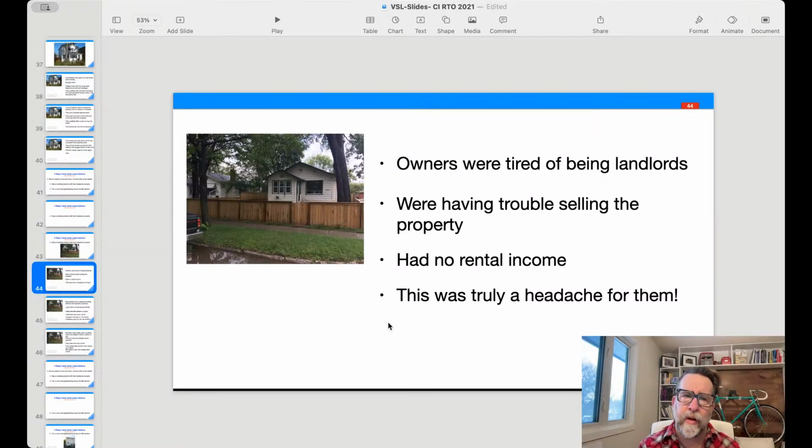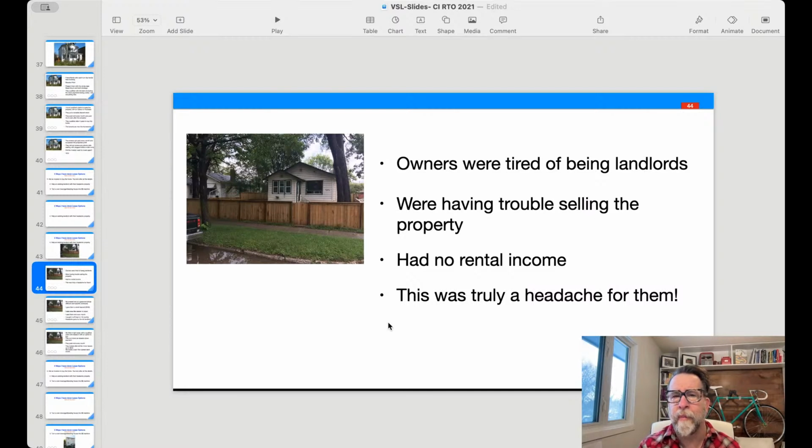Someone else's problem can become your opportunity to be a problem solver and to make some money in it. So this property was vacant. They were so done with tenants that it's better to have nobody in there and no income than to have a tenant in there who's wrecking the property. I mean, not all tenants wreck properties, but you know, and not paying rent.